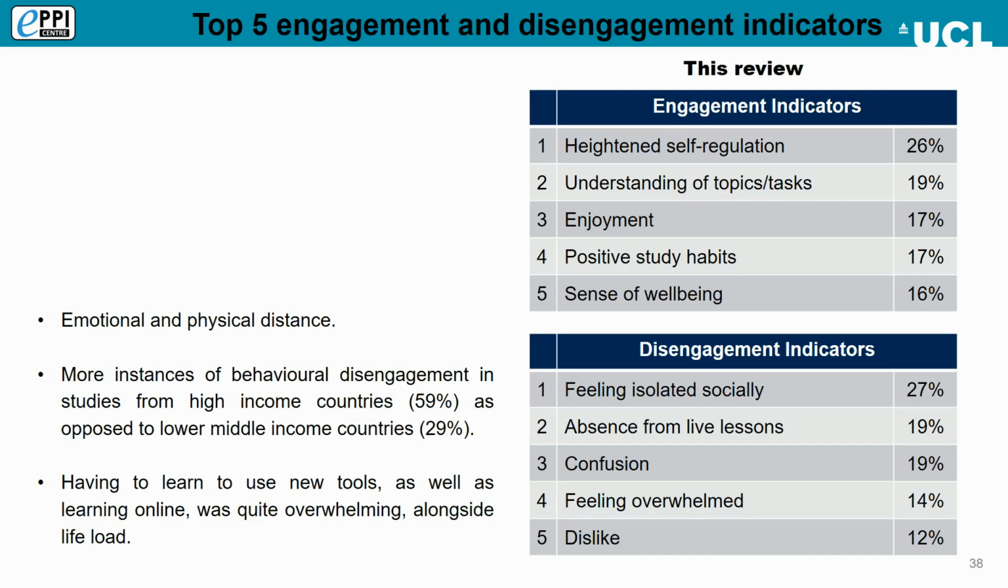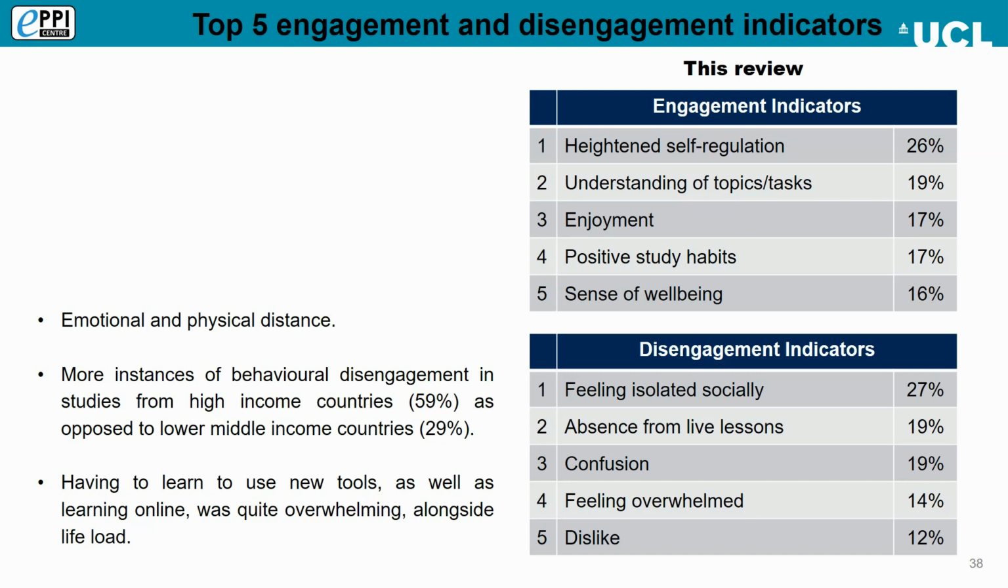And it was interesting that there were more instances of behavioural disengagement in studies from high-income countries at 59%, as opposed to behavioural disengagement being reported in lower middle-income countries at 29%. However, it should be noted that live lessons, so synchronous lessons, were far more prevalent in high-income countries as opposed to lower middle-income countries where they use text-based tools more often. And that may explain some of the difference in those percentages. Students also reported having to learn new tools, as well as learning online, being quite overwhelming, and of course the life load that both students and educators were having to deal with during the pandemic as being quite overwhelming.